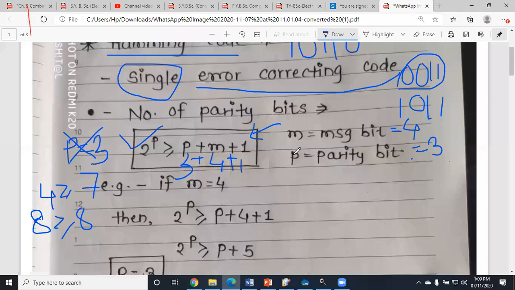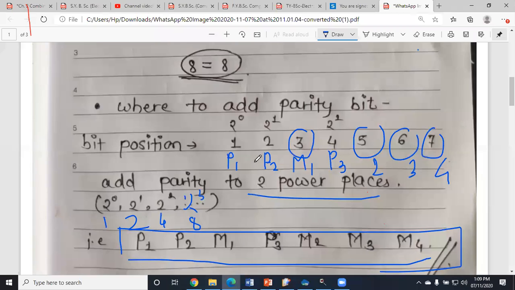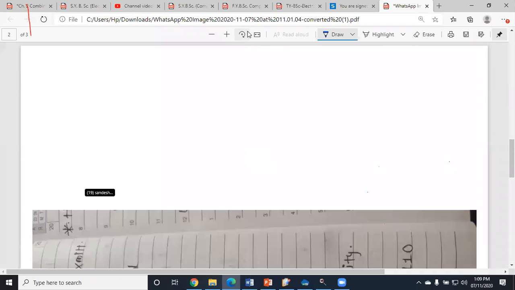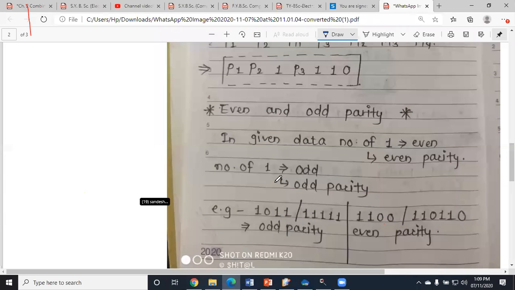Okay, just hold on. I'll explain the concept of even and odd parity first, so that you will understand. Many people are still confused. What is parity? See here.